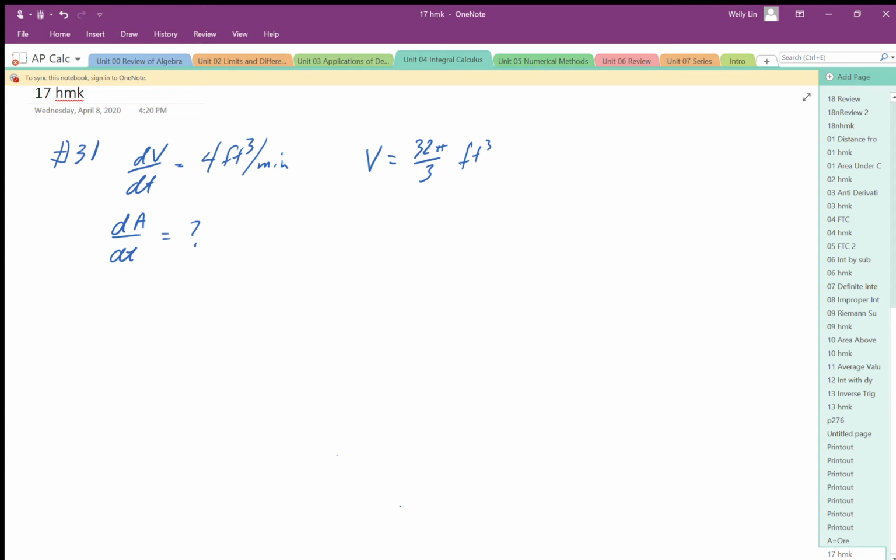over 3 cubic feet. So basically you're given the change in volume over change in time, or cubic feet per minute. You're told the actual volume, and you're being asked for the change in surface area, and they said in square feet per minute, but essentially they're asking for the rate of change of the surface area.